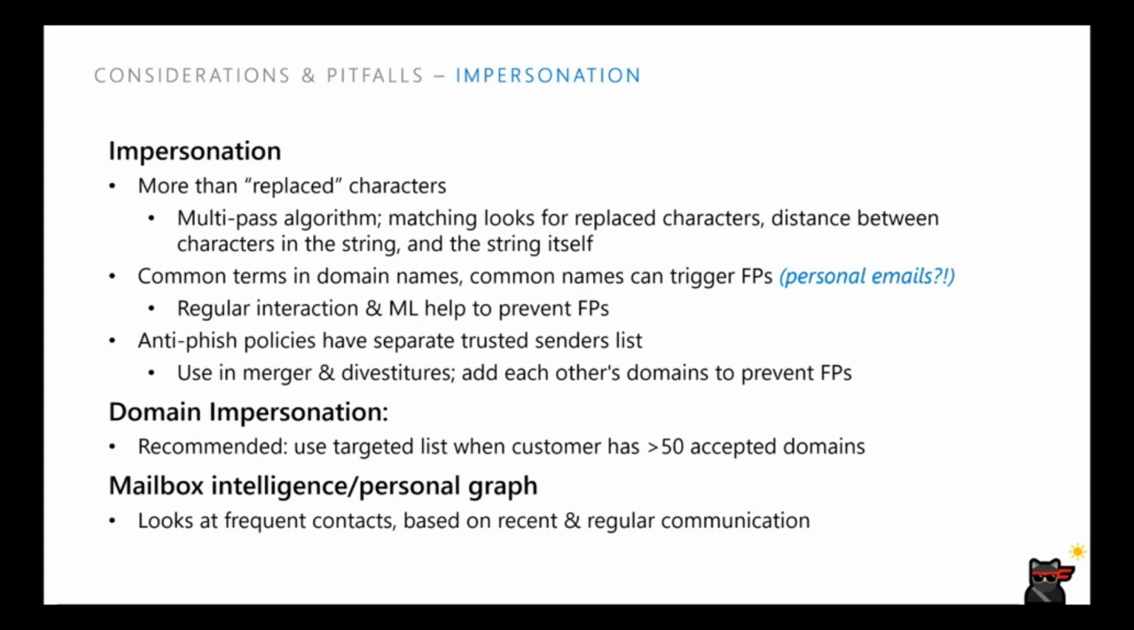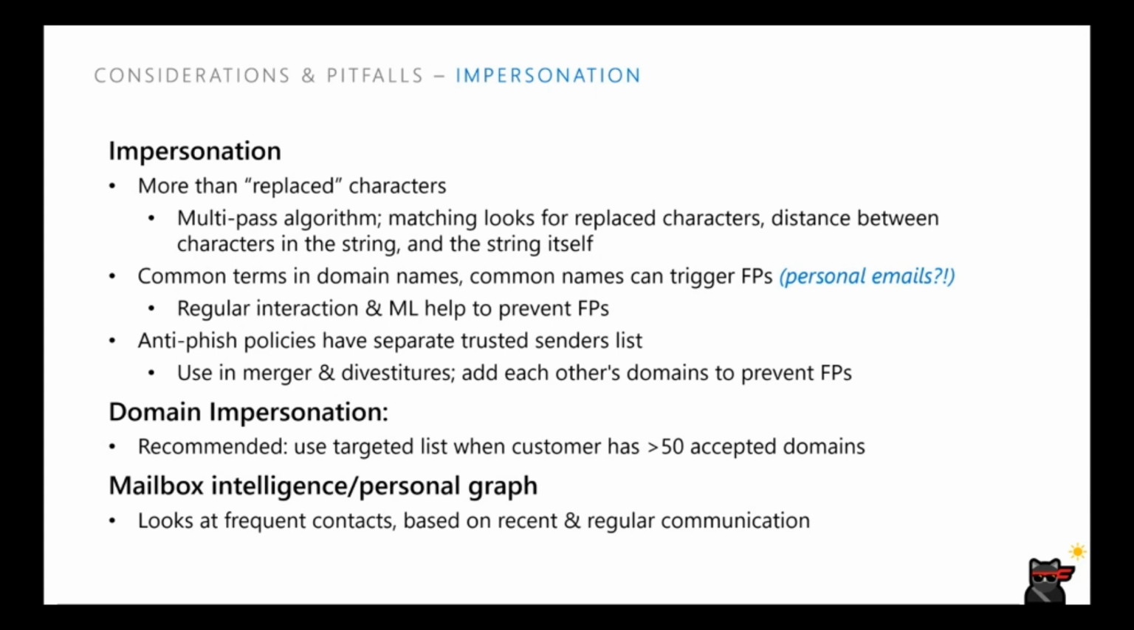And when we think of domain impersonation, you have a list of 50 domains that you can add. You also, if you tick the box to include domains I own, that will also include up to 50. If you have a large list of accepted domains, it's recommended that you pick up to 50 of them that are the most important to you.